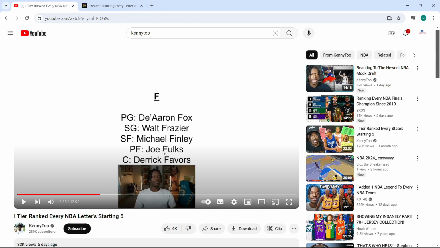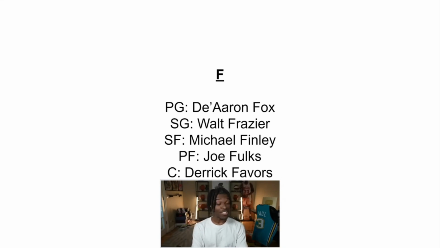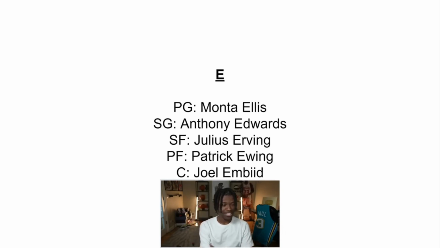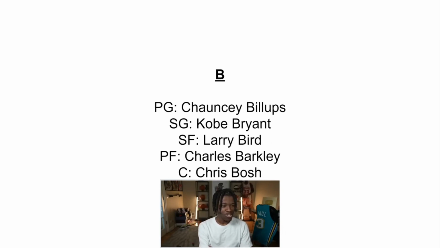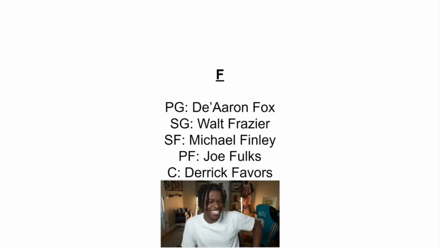Bro, this is crazy. This is just a Fox and Walt Frazier carry job. Michael Finley, solid player, but come on. Then we get De'Aaron Fox, Walt Frazier, Mike Finley, Joe Folks, and Derek Favors is the best center to have. That's what I'm saying, bro. There's no shot. Now, Derek Favors, don't get me wrong, was nice. But he wasn't that nice compared to Joel Embiid or Tim Duncan or Wilt Chamberlain or Chris Bosh or Kareem Abdul-Jabbar. So this is probably a C tier, bro.